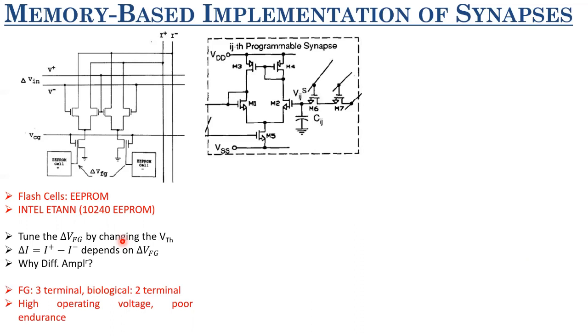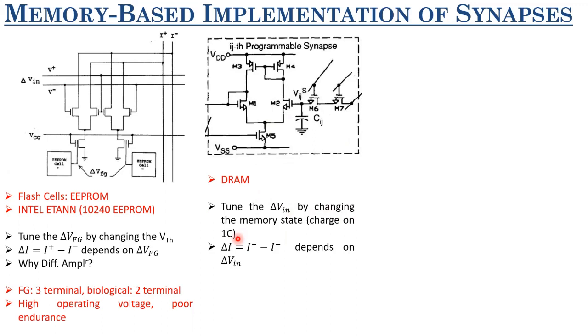Then people also came up with this DRAM-based synapse. What they did was put this 1T 1C DRAM as one of the input terminals of this differential amplifier. Why a differential amplifier? Just to make it more sensitive to the change in the charges of the DRAM, or the storage state of the DRAM. You tune the del V in by changing the memory state, or the charge on this capacitor. So your del I will depend on your V in, and it will be extremely sensitive to the change in the differential voltage.